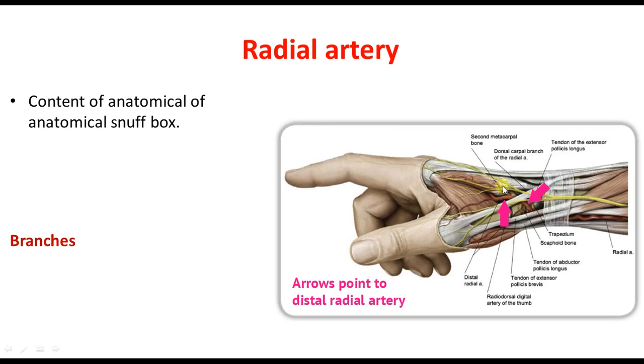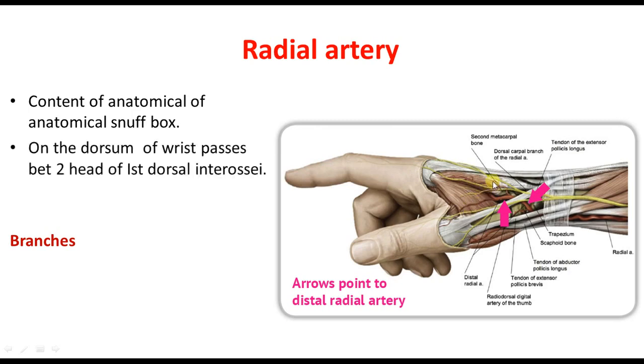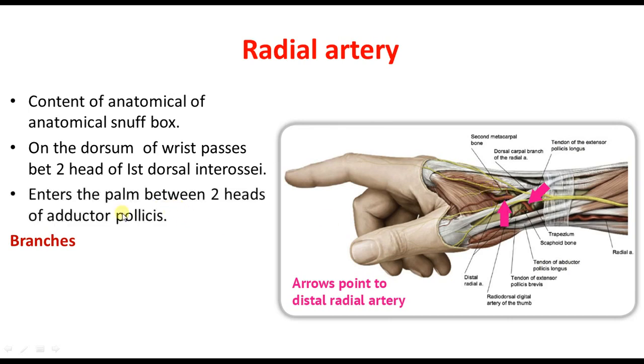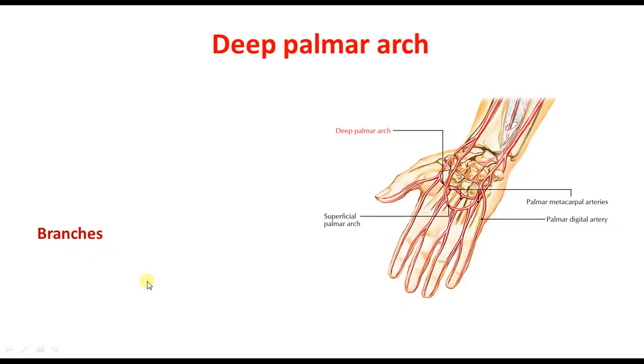Then afterwards it enters the dorsum of the hand. It passes between the two heads of the first dorsal interosseous. Then it passes between the two heads of the adductor pollicis, where it pierces, and then it comes to the palmar aspect, where it gives two branches: arteria princeps pollicis and arteria radialis indicis.